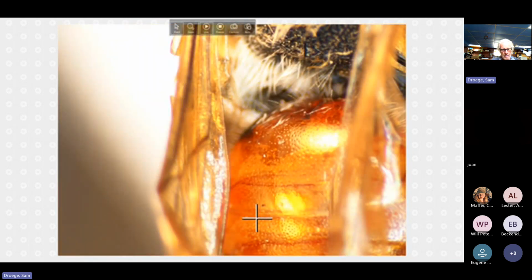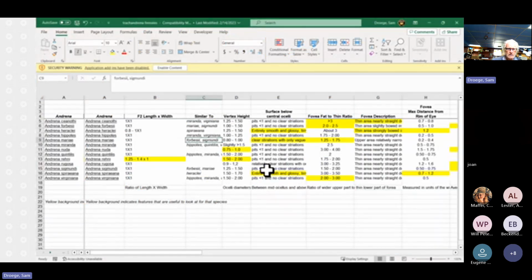And actually, let's go back and look at the characteristics here other than the red. We're looking for the yellow highlighted. If it was always red, then that's all you'd need to highlight. In this case, sometimes it's brown, so there's more to highlight to help separate it. So: clear striations with only vague pits. That's different from most. Most of them don't have striations on the section below the ocelli.